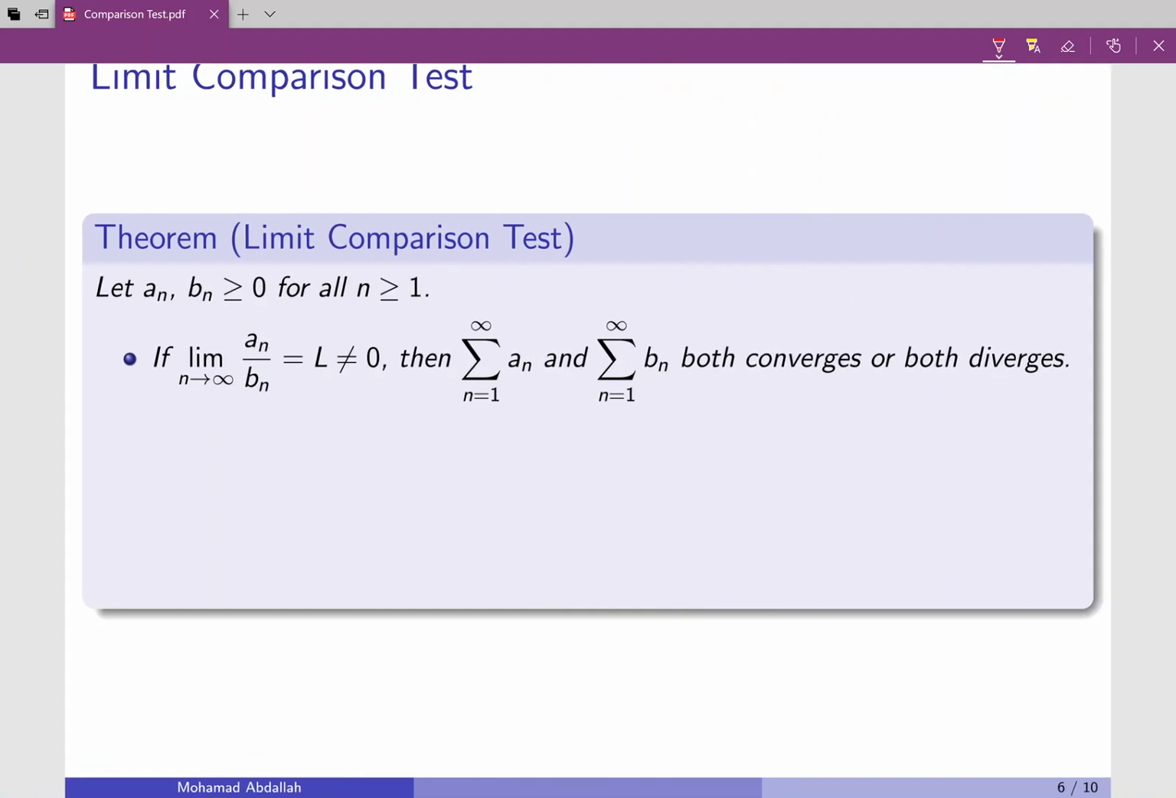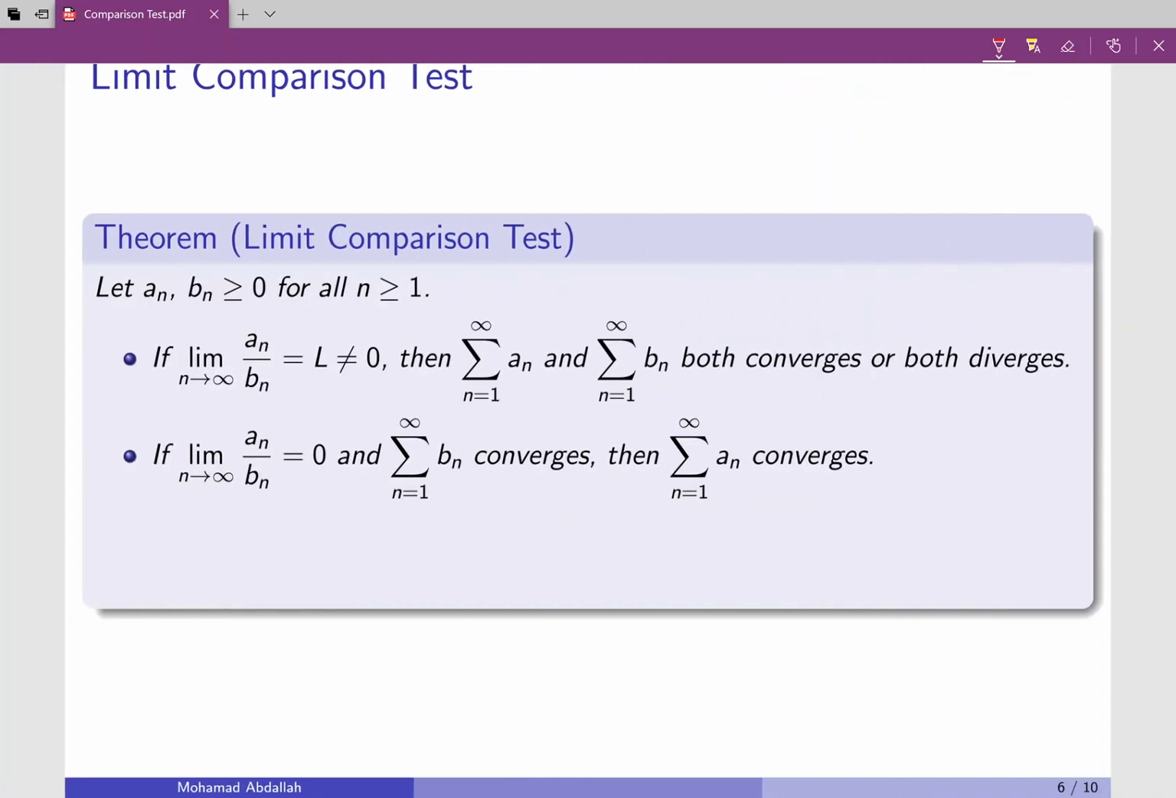Now, assume that I'm finding the limit as n goes to infinity of an over bn. If the limit of this ratio is some number L not equal to 0, then the two series are the same. Either both will converge or both will diverge. If the limit of the ratio is equal to 0 and the series in the denominator converges, then the series converges.